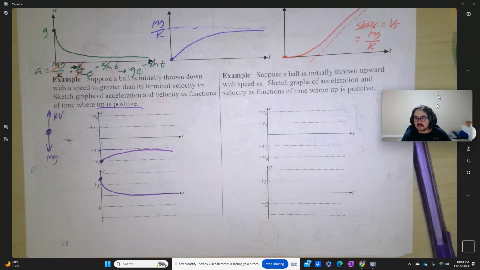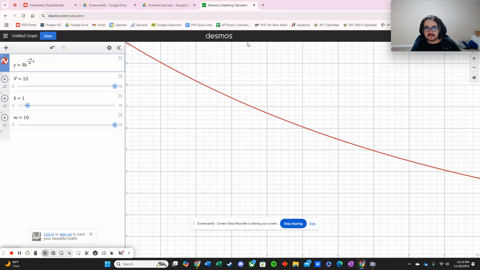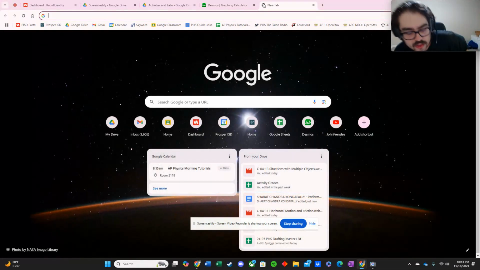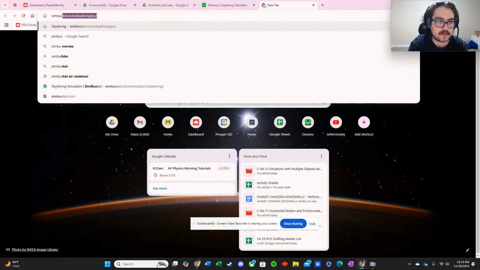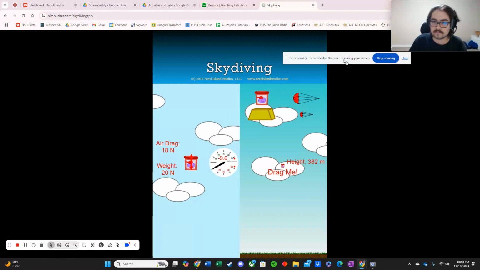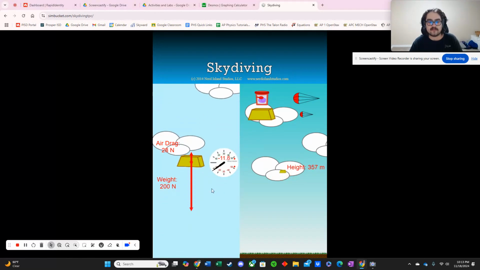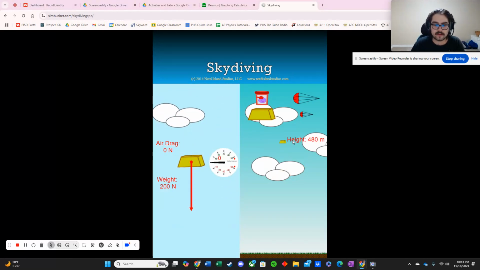Now, let me show you this because this is something that's really challenging to grasp. Okay, it's really challenging to grasp this, and I want to make sure that you understand it. So I'm going to do sim bucket. This is a demonstration. Okay. And what you can see here is this is like a skydiving one. I'm going to use the gold brick, okay?